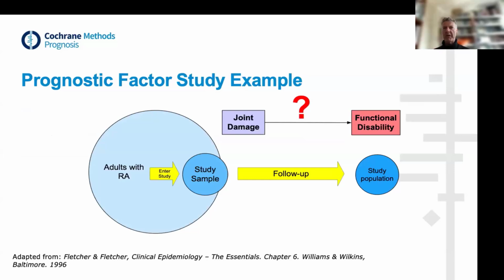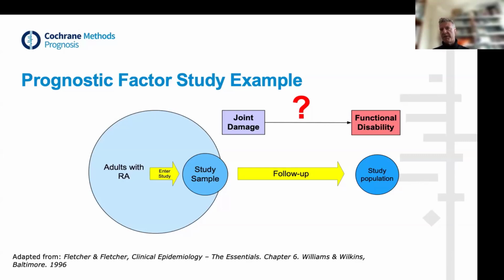Next slide. So a very nice example. You can think of a cohort of patients that are diagnosed with rheumatoid arthritis. They can enter a particular study. So if the light blue circle is the total target population, the source population of those adults, somebody can do a study sample, a random sample of that source population in some institute or some country, and they can be followed up over time to see whether, to what extent, for example, within a year or 2 years, they develop functional disability. That's then the outcome.